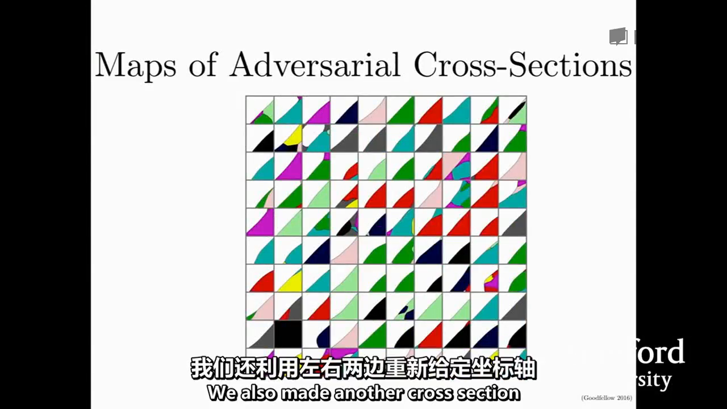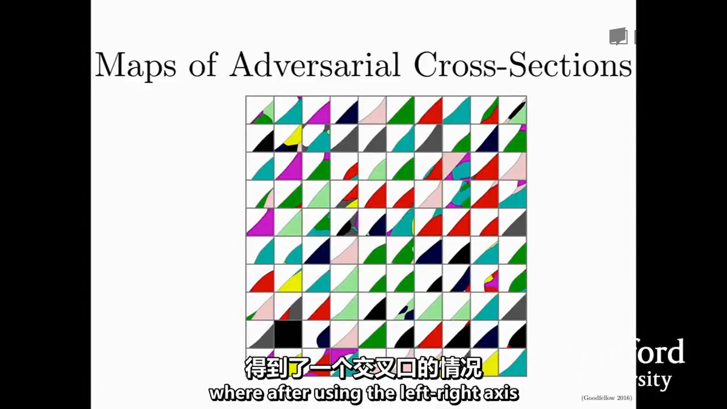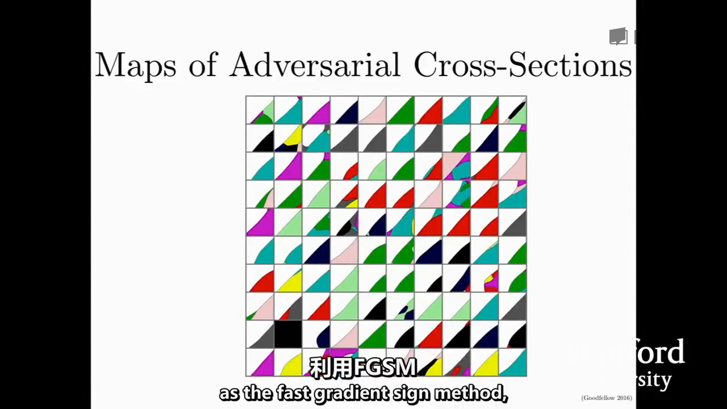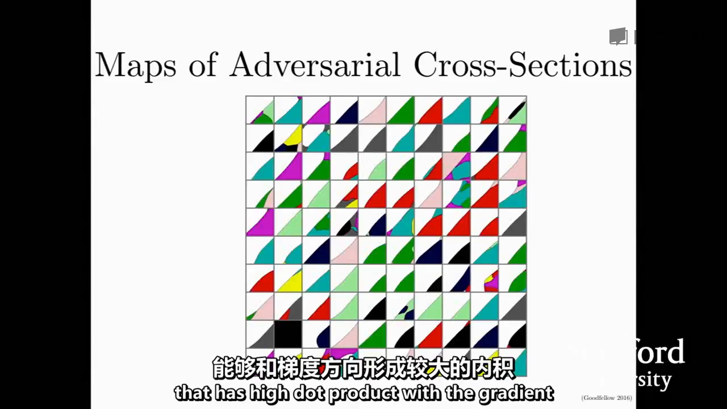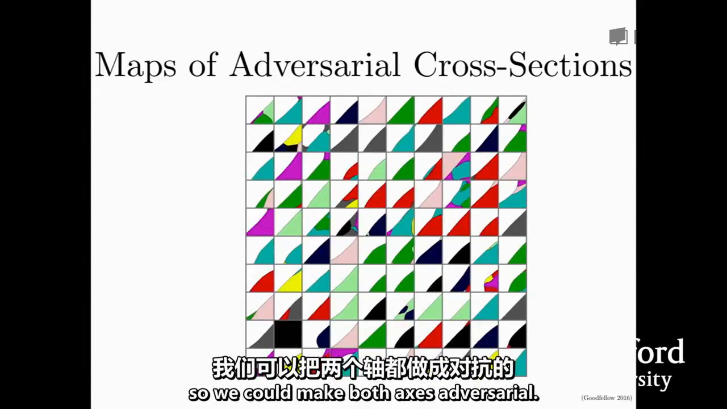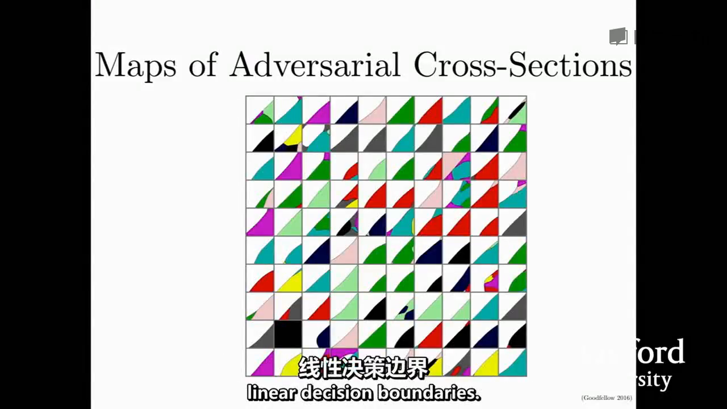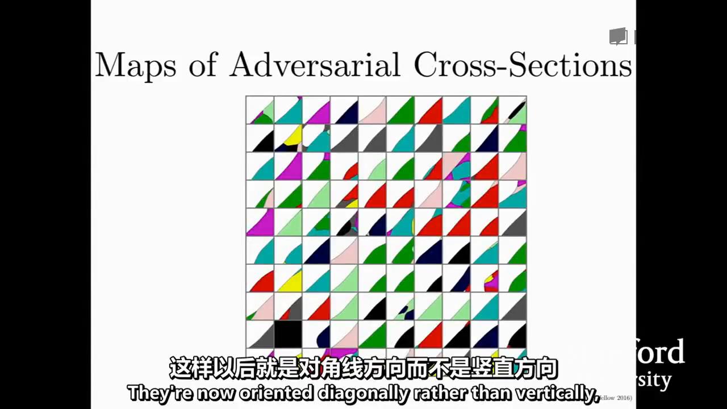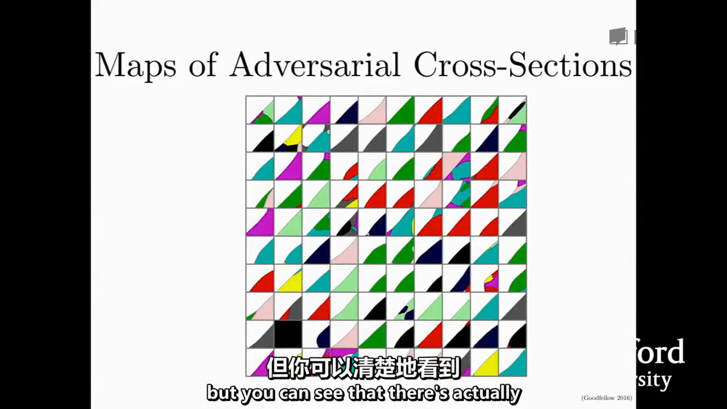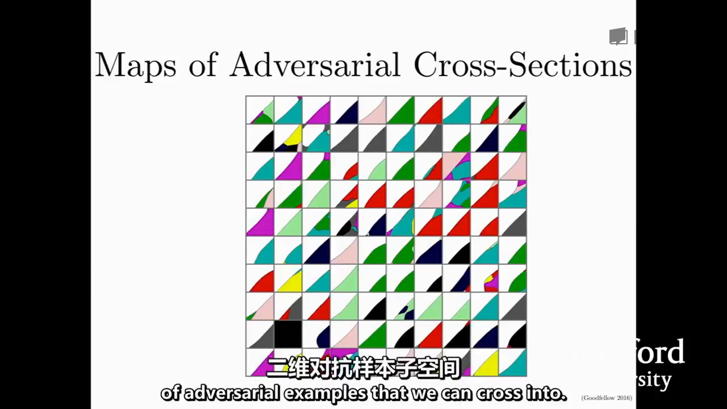We also made another cross-section where, after using the left-right axis as a fast gradient sign method direction, we looked for a second direction that has high dot product with the gradient so that we could make both axes adversarial. And in this case, we see that we get linear decision boundaries. They're now oriented diagonally rather than vertically, but we can see that there's actually this two-dimensional subspace of adversarial examples that we can cross into.